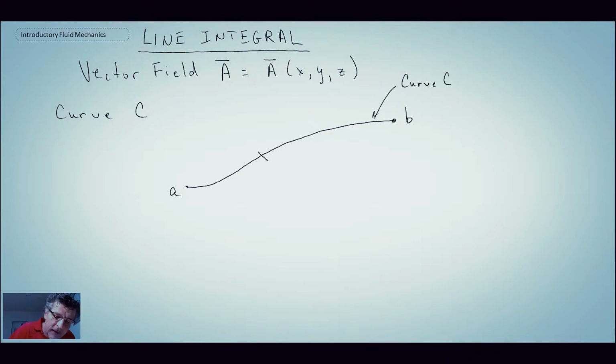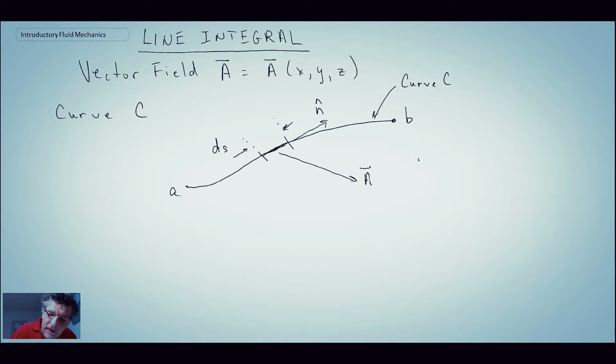And along that curve, we will have some differential element ds. And there will be a vector in the direction of ds. I'll put a unit vector n. And over this differential element, let's assume that our vector field A is this. So it has some value over that small differential element.